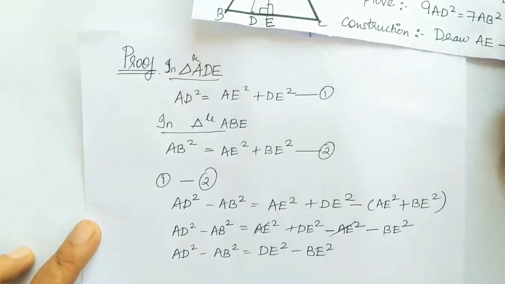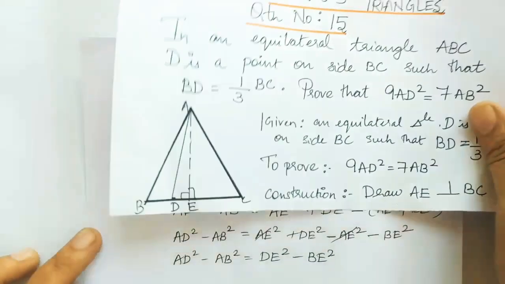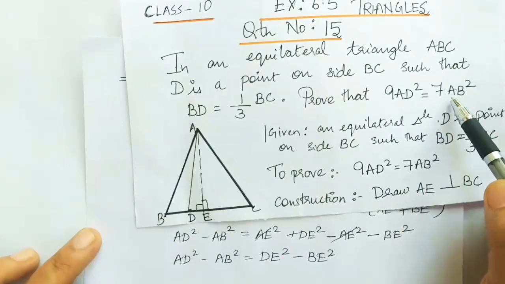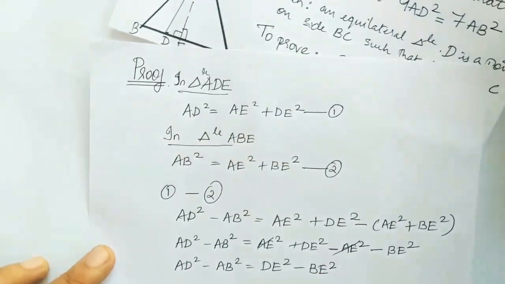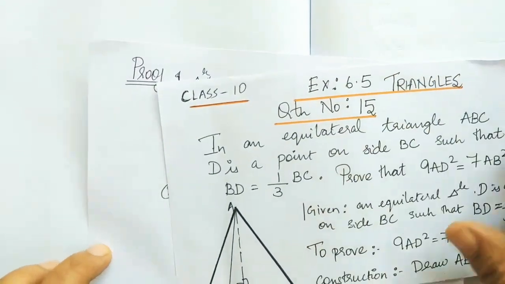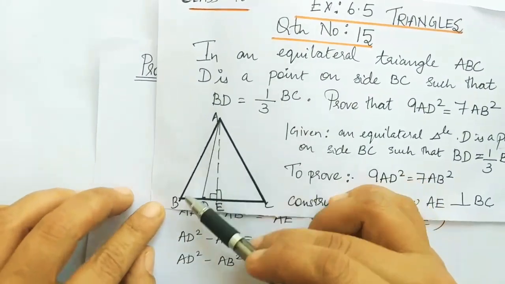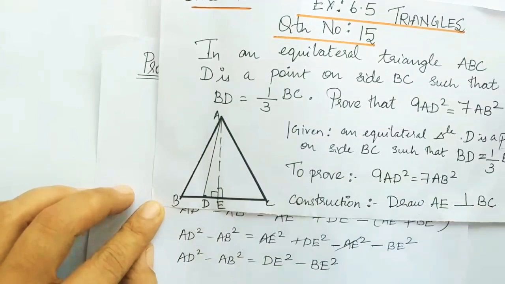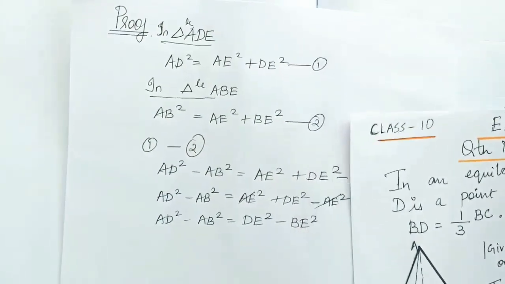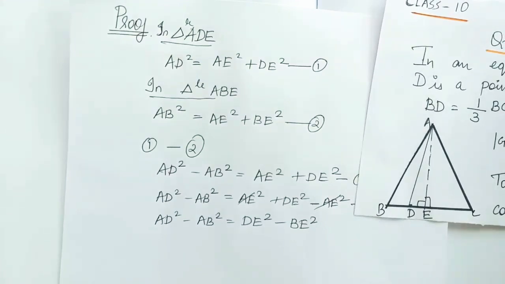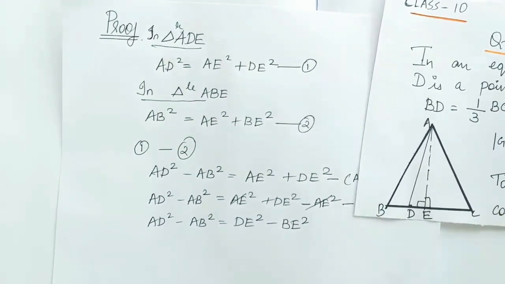Then next you have to take triangle ABE, because what is the other side here? AB square. So how do you get AB square here? AB square is equal to AE square plus BE square. So this is the second equation here. AB square is equal to AE square plus BE square.